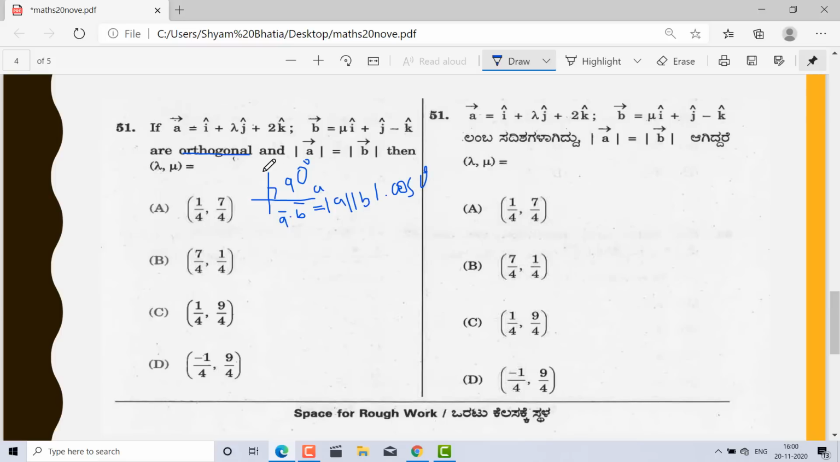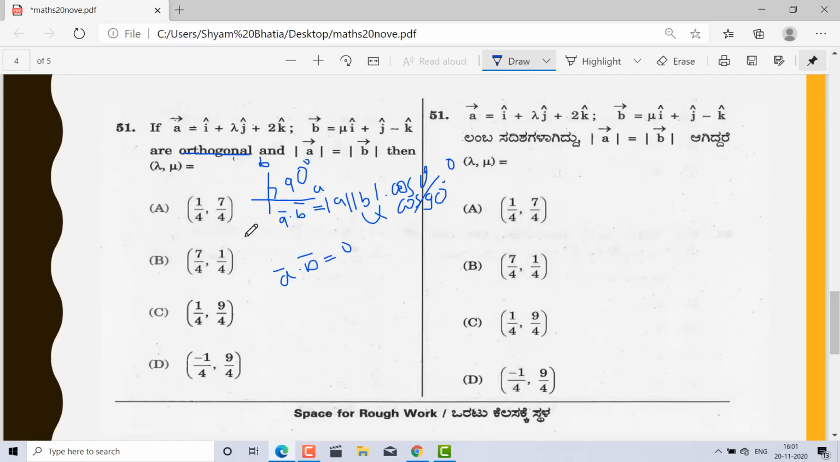Let's say this is the A vector and this is the B vector, but it is already told in the question that they are orthogonal. So cos 90, and you are a smart child, so you know the value of cos 90 is 0. If you multiply by 0, then everything is 0. So the dot product of A and B is nothing but 0.